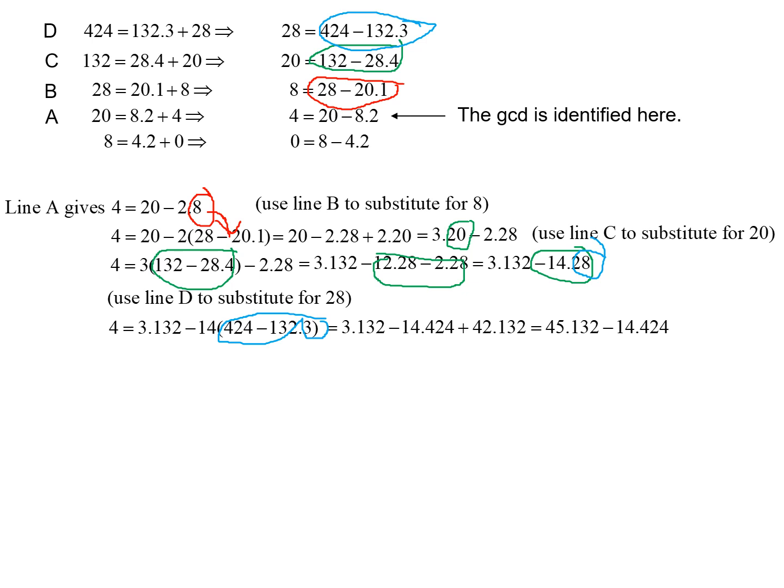And we substitute it here. We collect the 132 terms together and the multiples of 424 together, and we will actually get 45 times 132 minus 14 times 424. If you realize, this fulfills the question, because the question said we are looking for a multiple of 132 and also a multiple of 424. So comparatively, 4 is obviously the greatest common divisor. We started off with the 4 here.